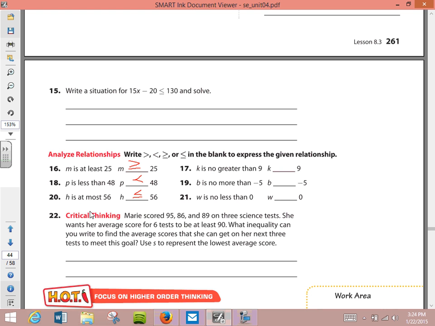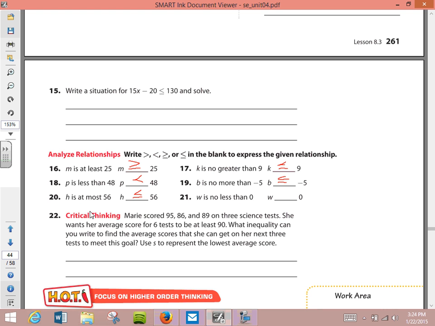K is no greater than 9. Less than or equal to. Yeah, because 9's right here. It cannot be any bigger than 9. So less than or equal to. B is no more than -5. Less than or equal to. Same thing, less than or equal to.